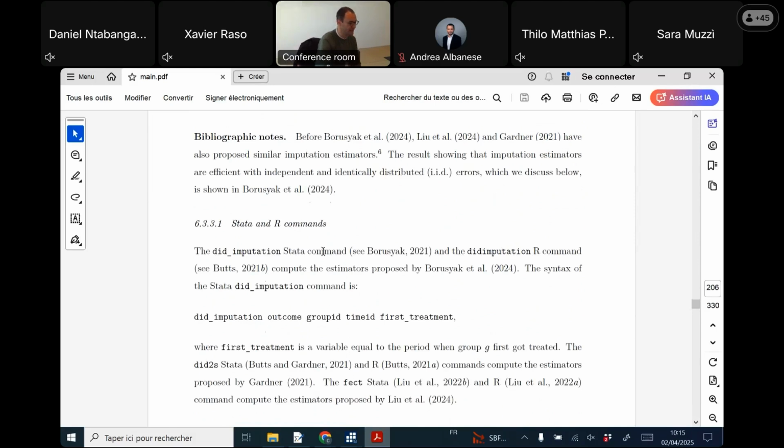So the Stata and R command that implement the Borusyak et al. estimators are the did_imputation commands. The basic syntax is did_imputation, outcome, group, time, and the date of the first treatment. And the Gardner et al. paper, they have a did2s Stata command. And Liu et al., they have a command that's called fect in Stata and in R.